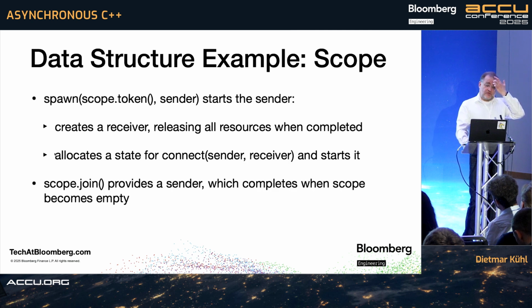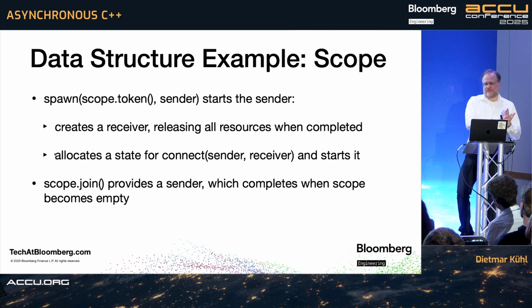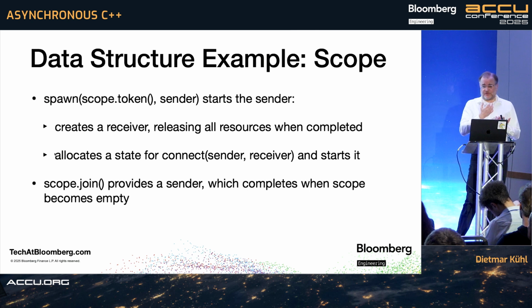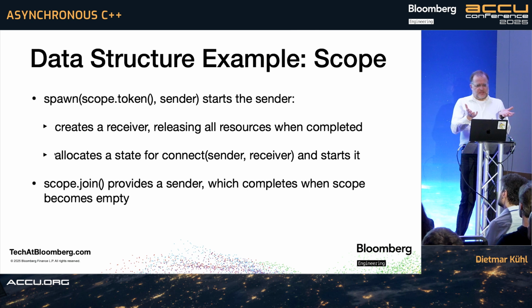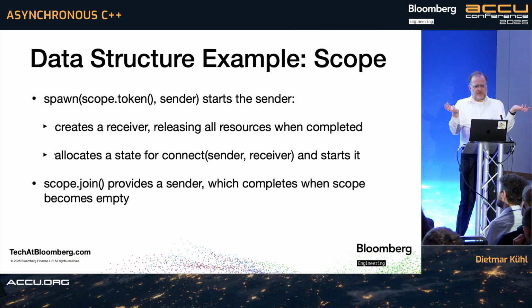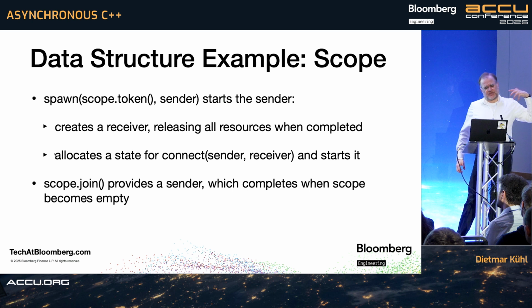Okay, so to get all of the things finally to work, we have all these algorithms and the senders. There's one important data structure built on top of that, which is called a counting scope, or async scope. The idea is we have a sender which is currently not doing anything, and we get a token, and we bring the token and the sender together with what's called a spawn operation. Now, spawn doesn't create any threads or anything like that.